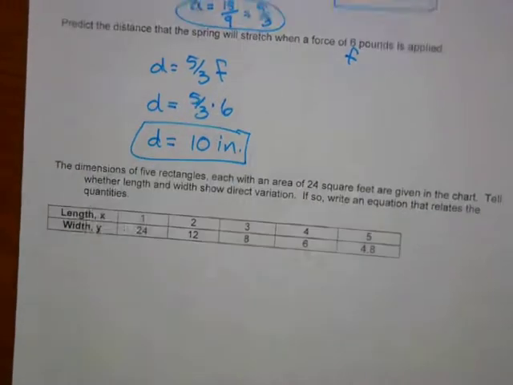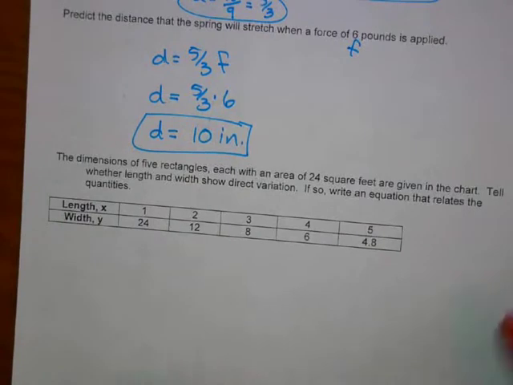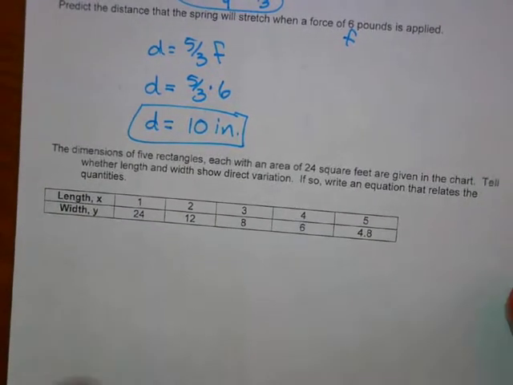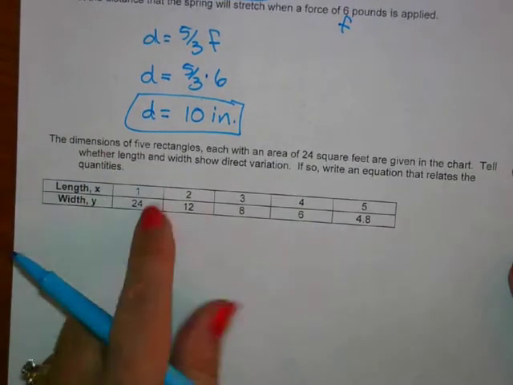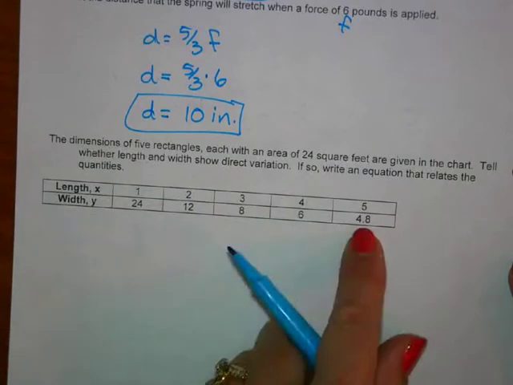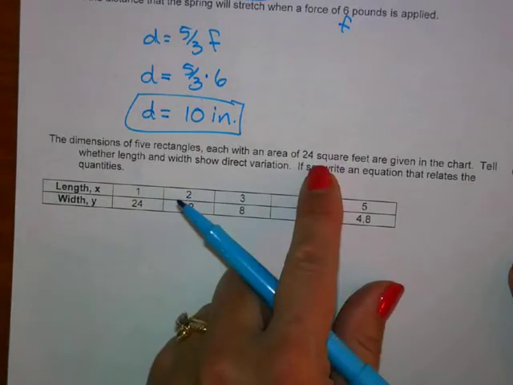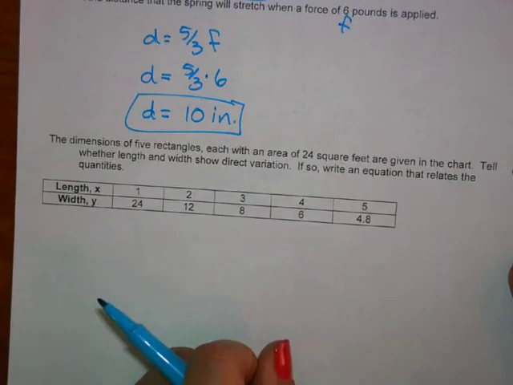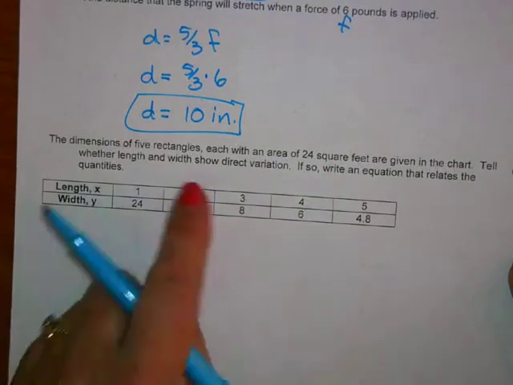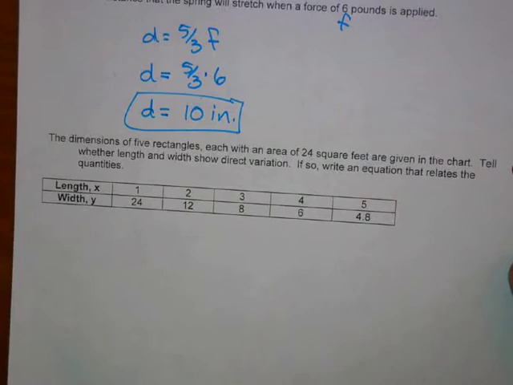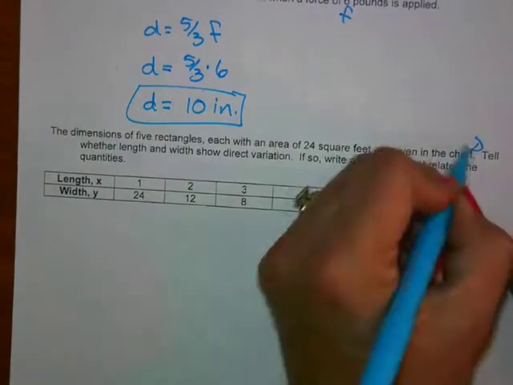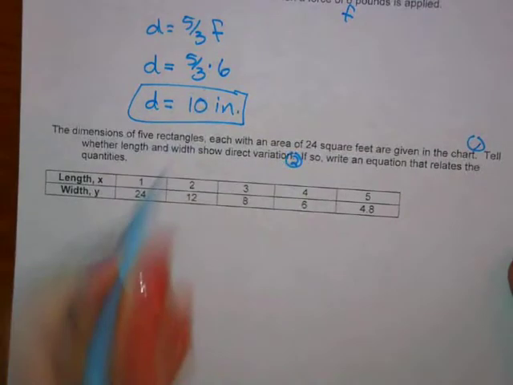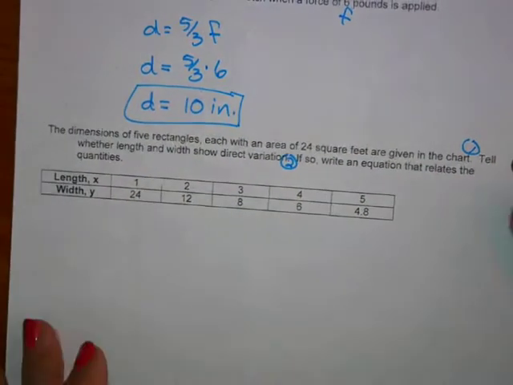Okay, the one last thing that you're going to have to think about here is deciding whether a set of points displays direct variation. So the dimensions of 5 rectangles, 1, 2, 3, 4, 5, each with an area of 24 square feet, are given in the chart. Tell whether the length and the width show direct variation. If so, write an equation that relates the quantities. So you've got two things to do here. First, we have to decide if it does show direct variation.